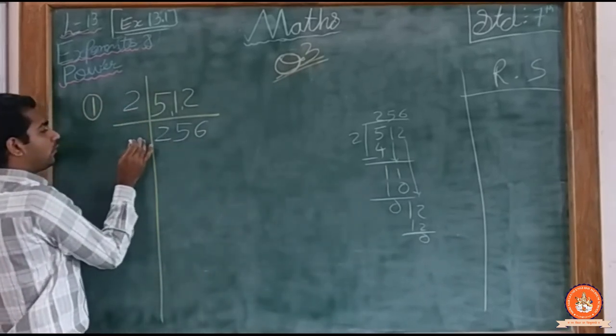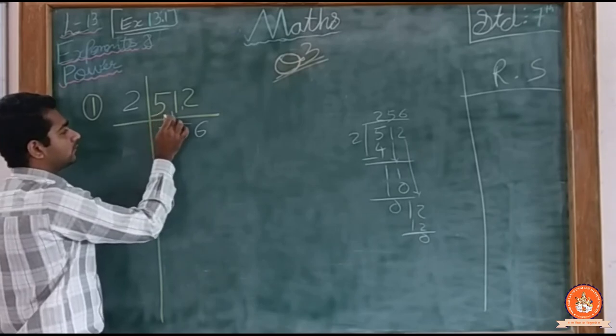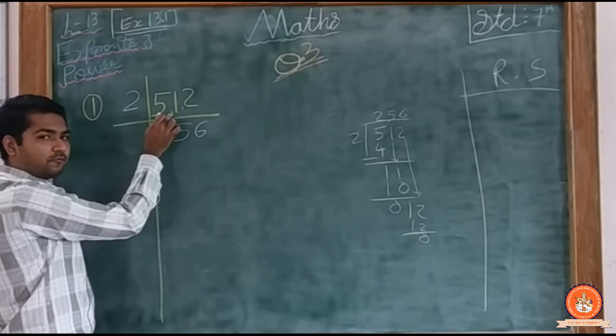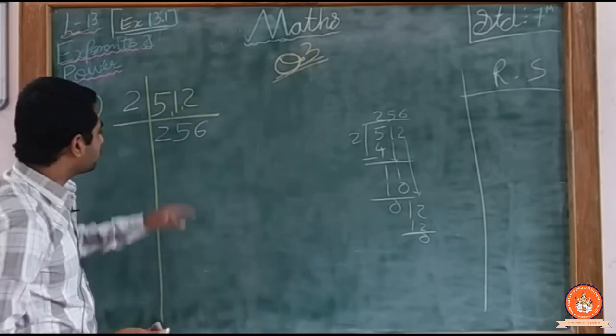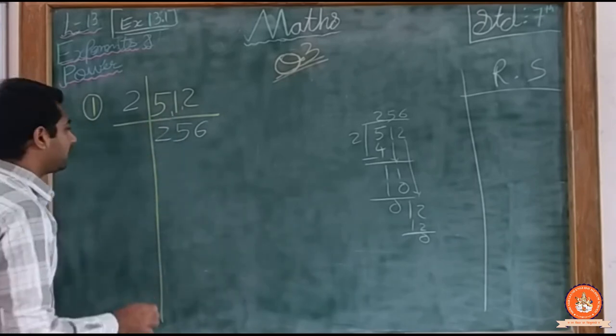Here you only have to add 1. It is 2 to the 4, then you have to add 1. Then it becomes 5 plus 1. You have to write it. Jitne number bach rahe hain usko aap iske piche laga do. That means it is completed.